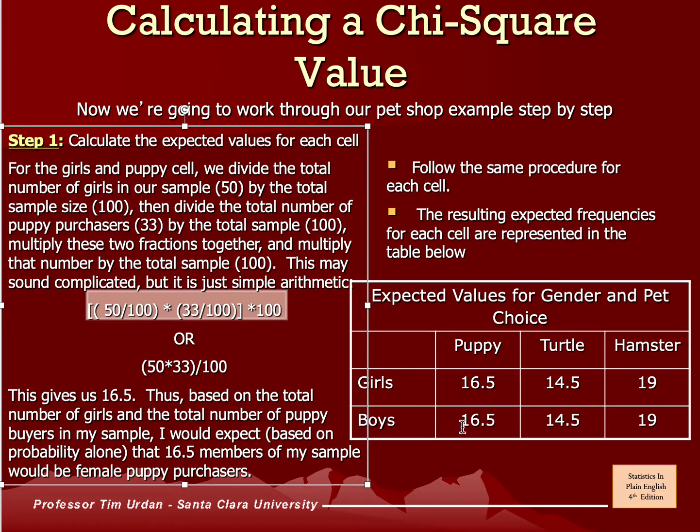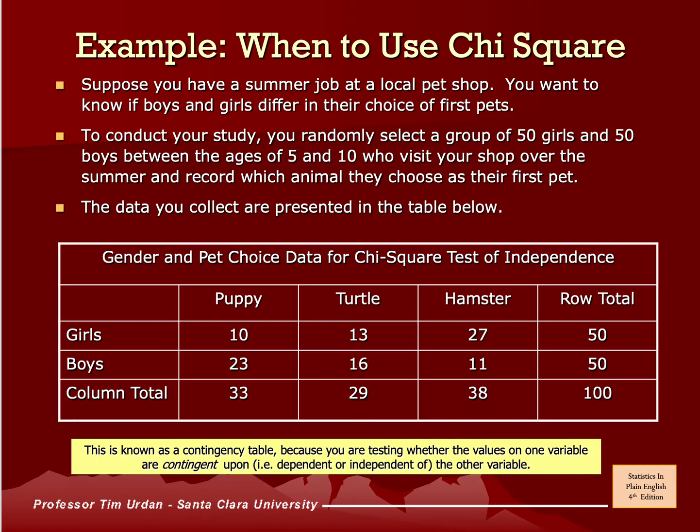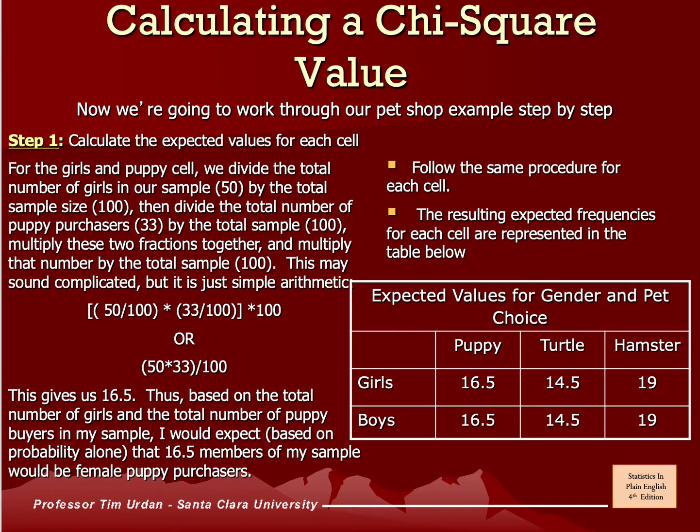So for boys, I would have to have the total number of boys, which is 50 over 100, times the number of boys that purchased a puppy. So if we go back to our original table slide, the boys that purchased the puppy was 23. So I would multiply that by 23 over 100 and then multiply again by 100 to get the 16.5 for boys.